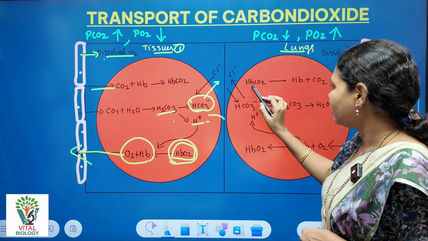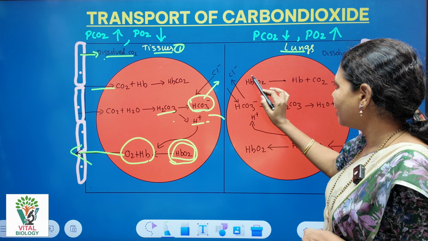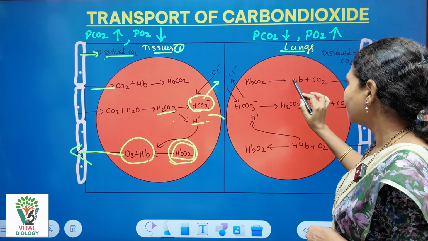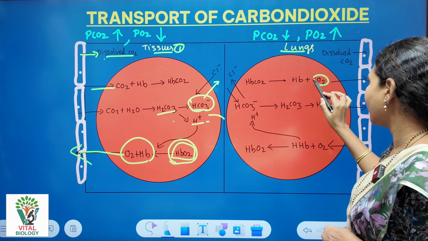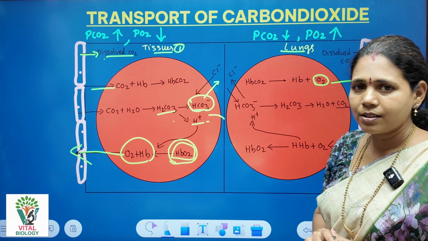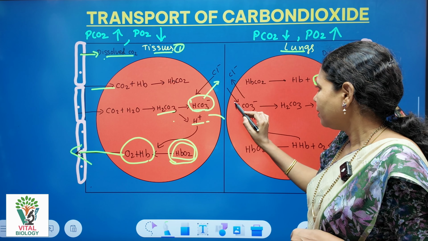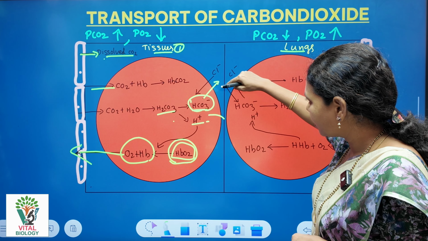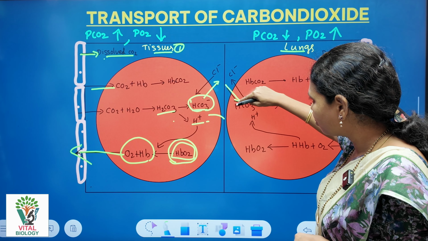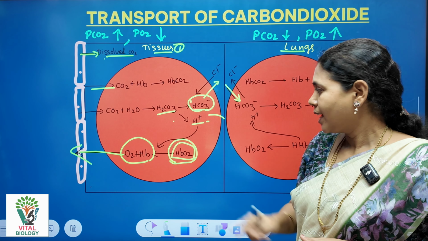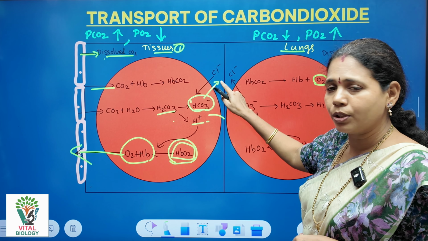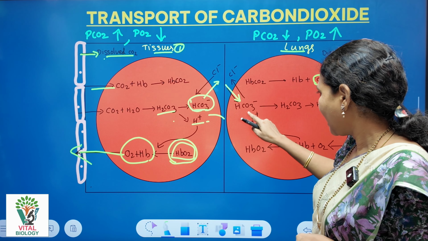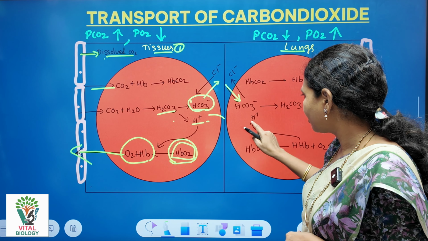Next, whatever was bound to the hemoglobin, the carbamino hemoglobin compound, will dissociate and this carbon dioxide is again released into the lungs. In the same way, the bicarbonate ions which are present in the plasma, as we said they moved into the plasma, now again they come back into the RBC and bind to these hydrogen ions.